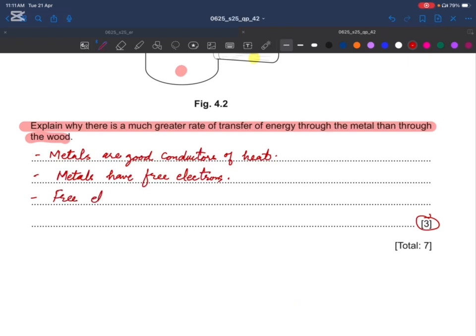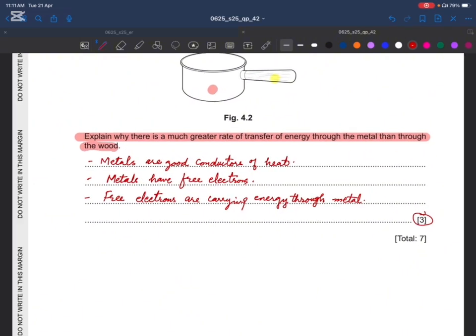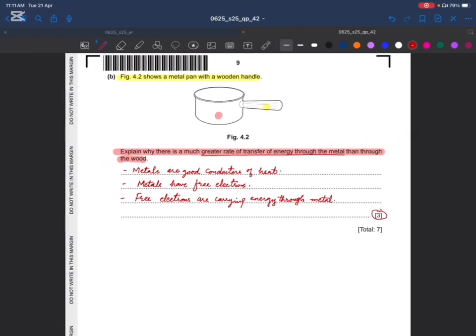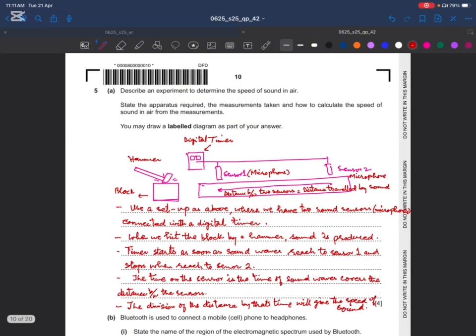The free electrons are responsible, you can say. So free electrons are carrying energy through metals. So this is simply the situation. Okay, so that's why obviously there is a great rate of transfer of energy through the metal. Obviously, as we have discussed in terms of metals, the wood is not behaving in the same way.